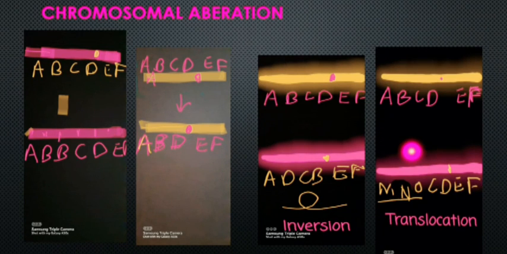Then translocation, that is A, B, C, D, E, F. The original segment is like B, C, D, E, F. But here what happens, the M, N, O, C, D, E segment of chromosome is translocated, that is, a new segment has entered, and it is called translocation. So these are the 4 chromosomal aberrations: duplication, deletion, inversion and translocation.